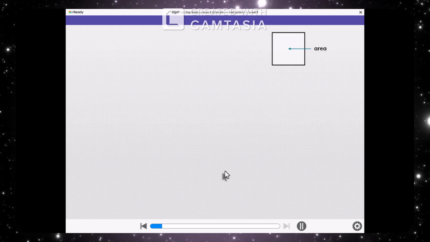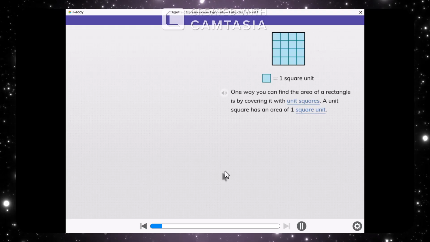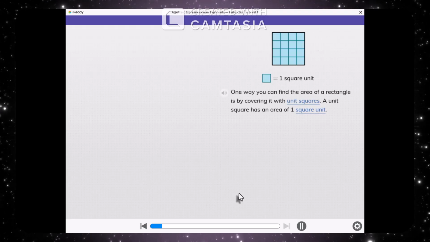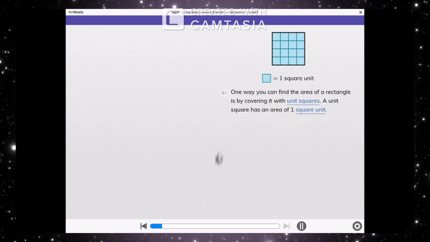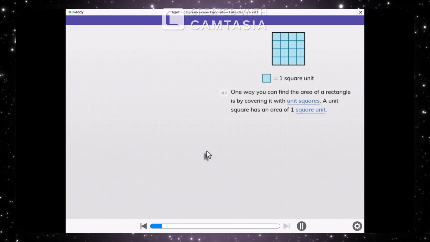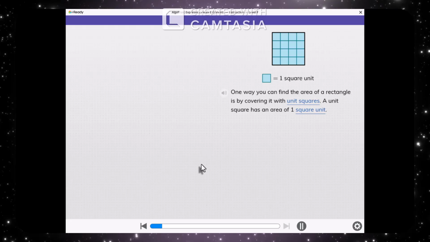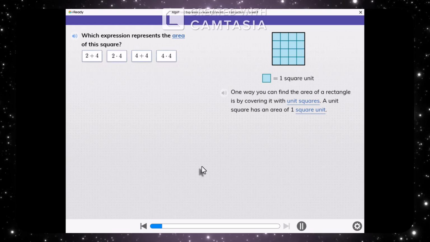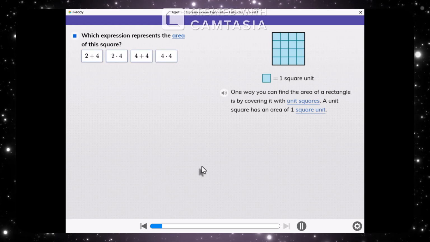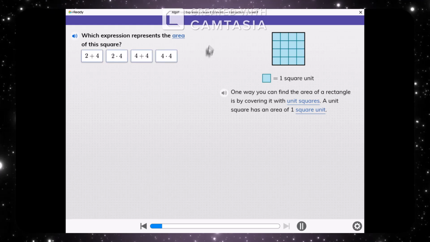Area is the amount of space inside a two-dimensional figure. One way you can find the area of a rectangle is by covering it with unit squares. A unit square has an area of 1 square unit. Another way to find the area is by multiplying the length by the width. Which expression represents the area of the square? 4 times 4.